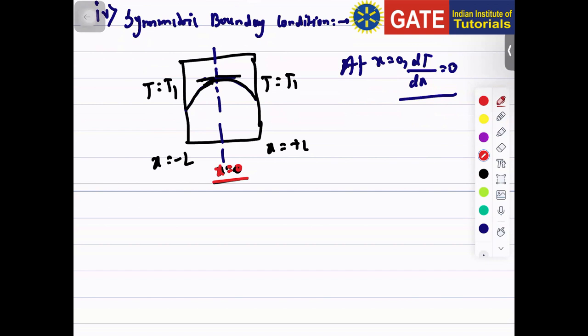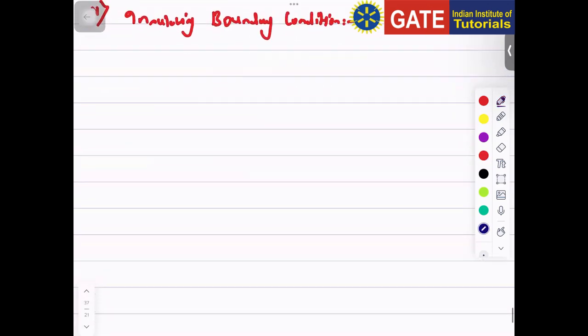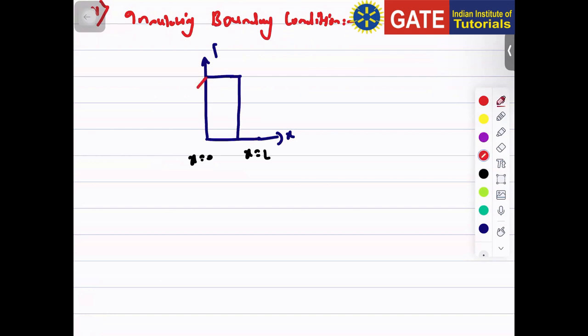Right? And the next boundary condition, the fifth one, is the insulating boundary condition. That is the insulated boundary condition that says if there is a slab over here, if this is x and this is temperature, x equals 0 and x equals L is here, and if there is an insulation here, there won't be any heat flow, right?